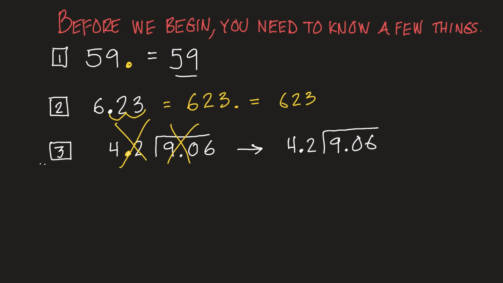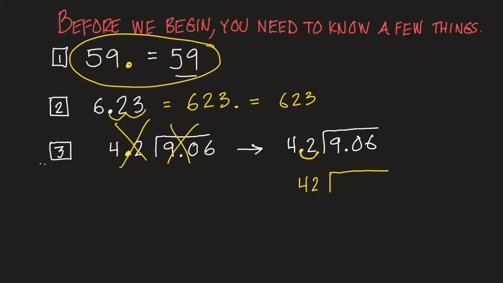So what you do is you go like this. Hey, 4.2, I've got to get rid of you. Where can I put you so that you're gone? Well, if I put you at the end, isn't that like getting rid of you? Like up here, do you remember this? If I put you at the end, I can get rid of you. Okay, how many places did I have to move you to get rid of you? 1. So now I have 42.